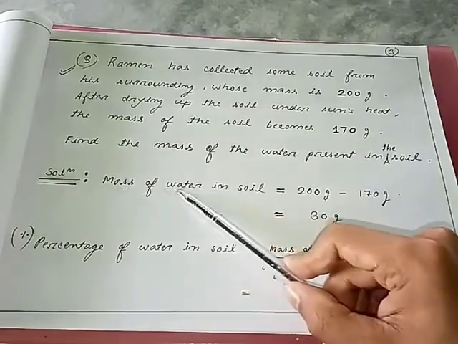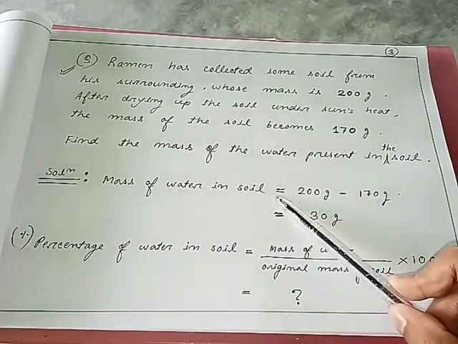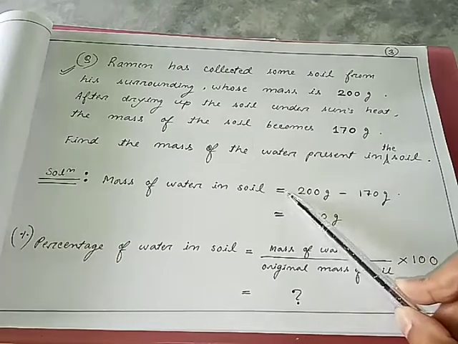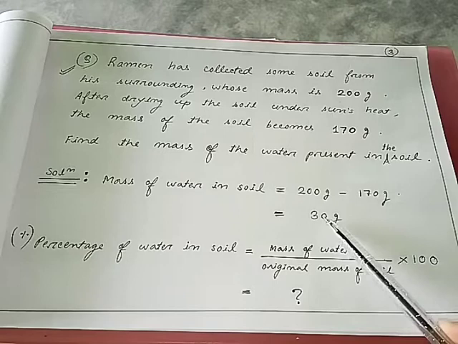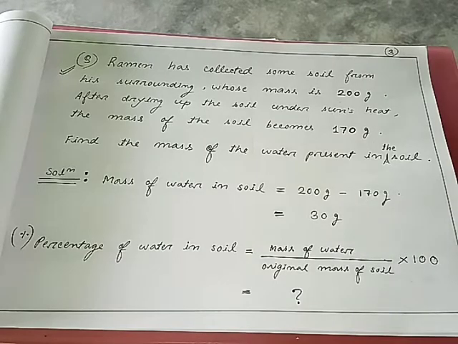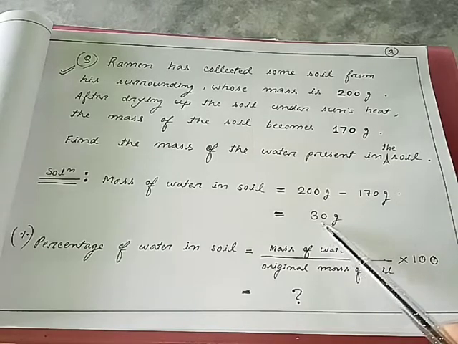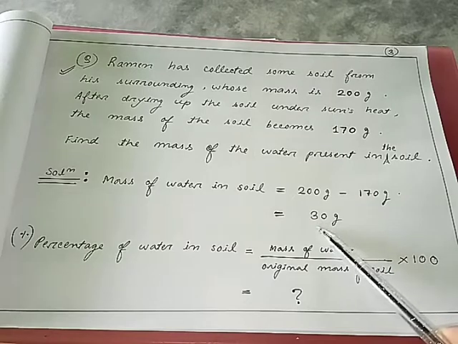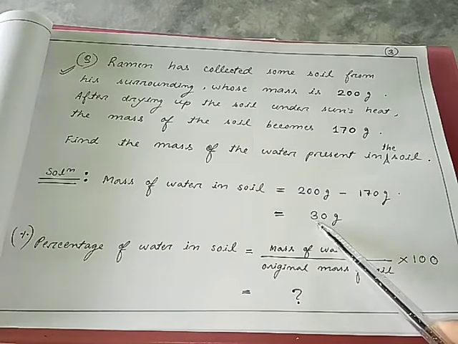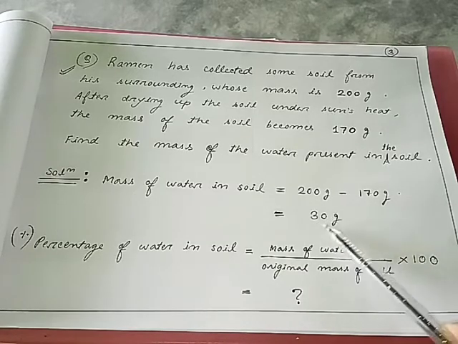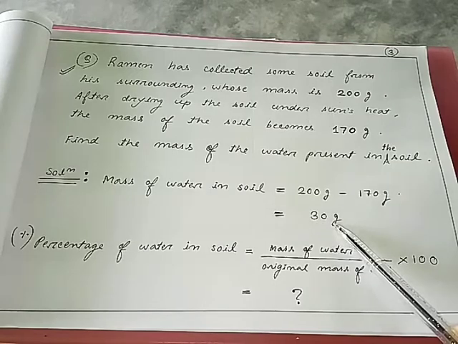Therefore, mass of the water in soil is equal to 200 gram minus 170 gram, equal to 30 gram. So 30 gram is the mass of the water which was present in the soil initially, or you can say this is the mass of the water which gets evaporated due to sun's heat.